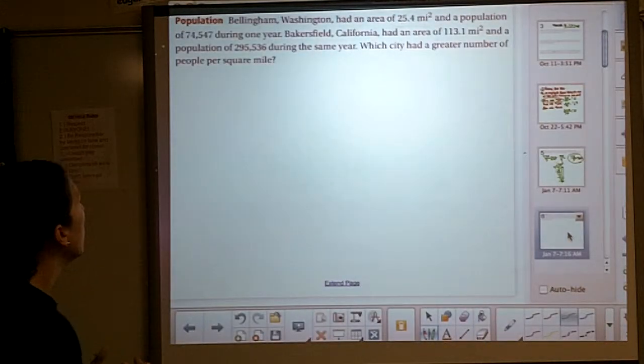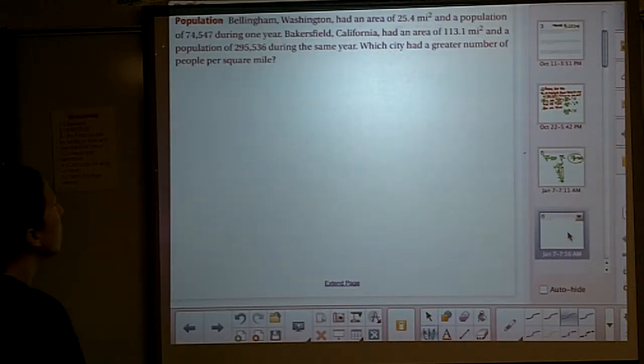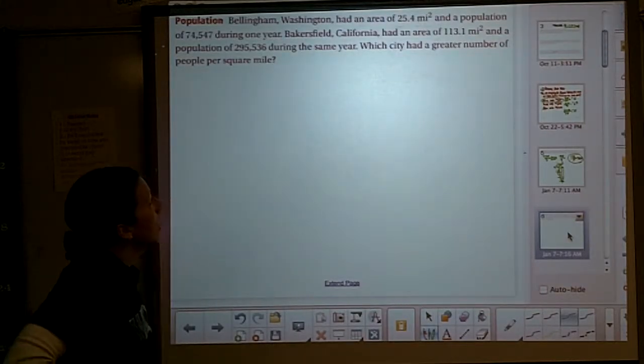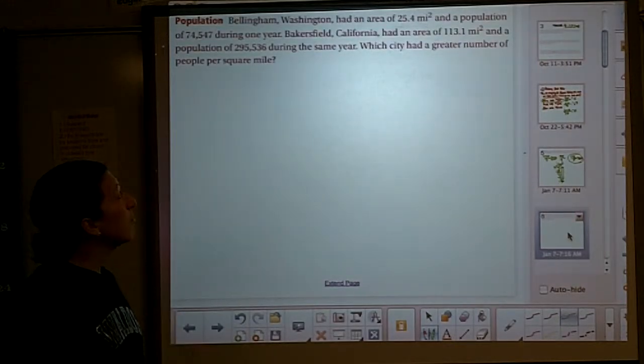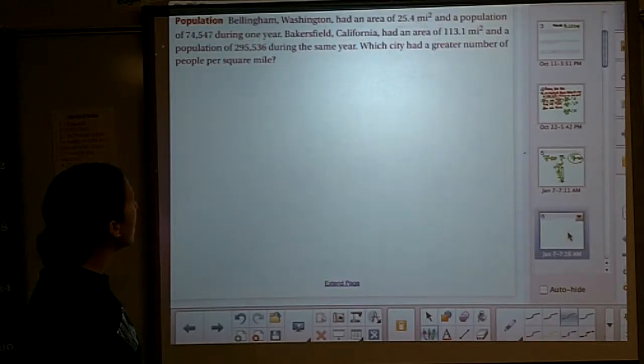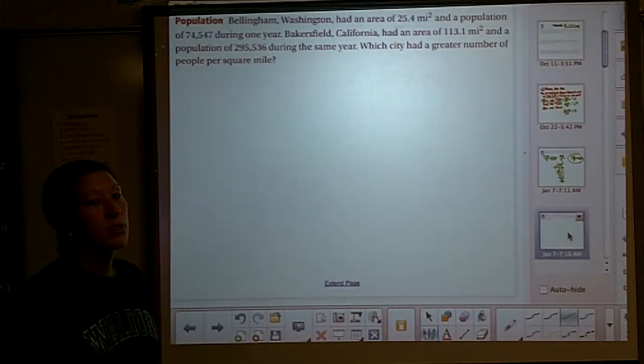Another thing that we can do, it says Bellingham, Washington had an area of 25.4 square miles and a population of 74,547 during 1 year. Bakersfield, California had an area of 113.1 square miles and a population of 295,536 during the same year. Which city had a greater number of people per square mile?